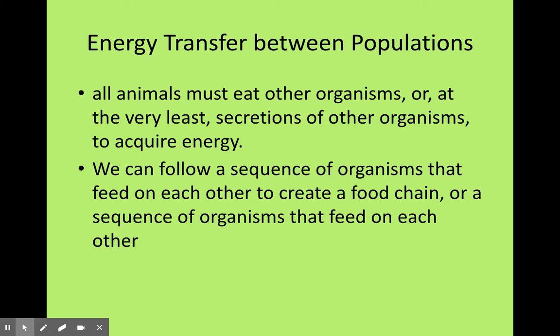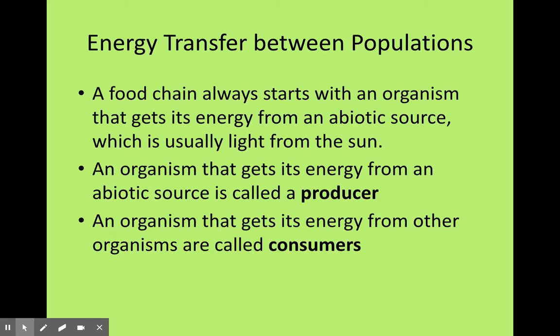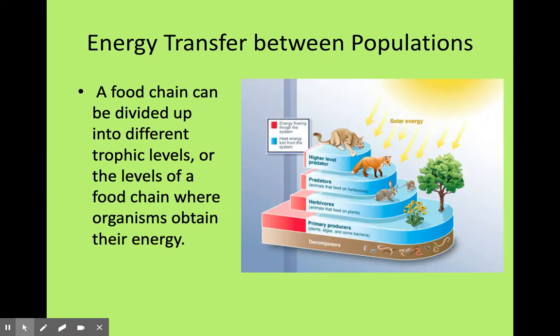We know all animals must eat other organisms, or at the very least, use the secretions of other organisms to acquire energy. We can follow a sequence of organisms that feed on each other to create what we call a food chain, or a sequence of organisms that feed on each other. A food chain always starts with an organism that gets its energy from an abiotic source. So think about the sun. An organism that gets its energy from an abiotic source is called a producer. An organism that gets its energy from other organisms is called a consumer.